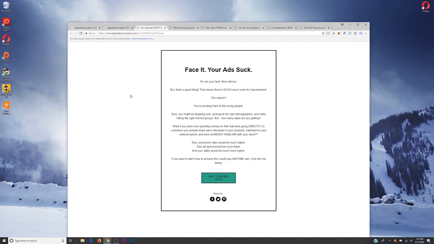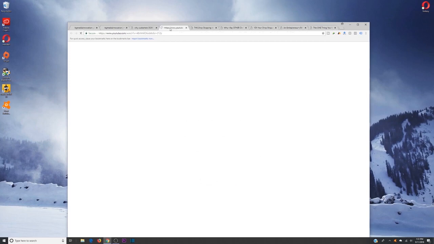So it says, sure, you might be targeting well, picking all the right demographics and really hitting the interest groups, but how many sales are you getting? What if you were only spending money on ads going directly to customers you already knew were interested in your products, had been to your website before, and were already familiar with your store, thus the retargeting we're talking about here? Your conversion rates would be much higher, your ad spend would be much lower, and your sales would be much, much higher. If you want to learn how to achieve this result, yes, anyone can do it, click the link below. And then it says, why your ads suck, get them to click.